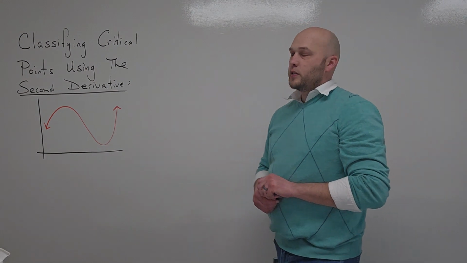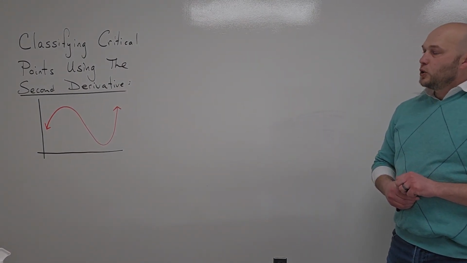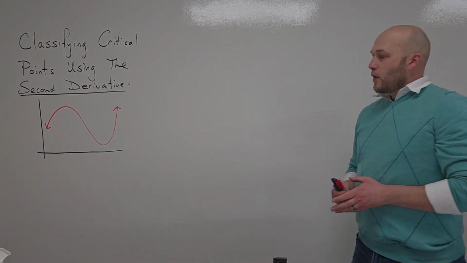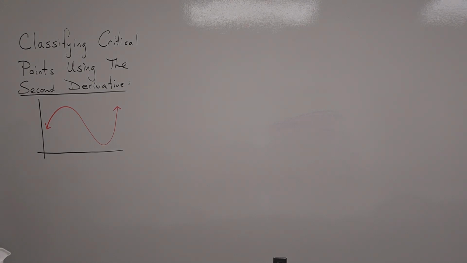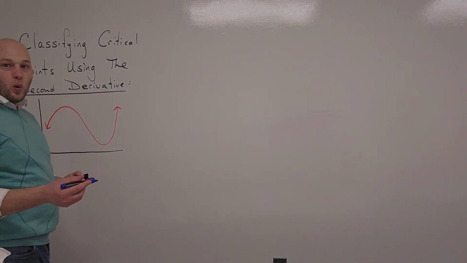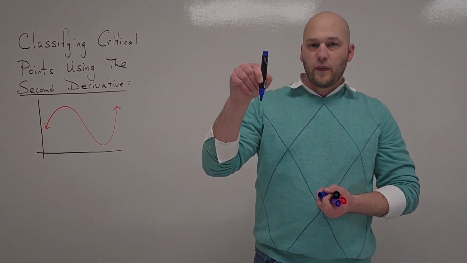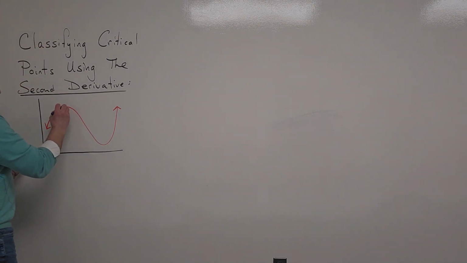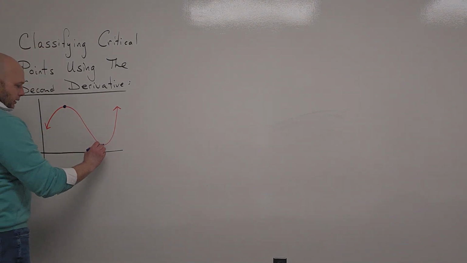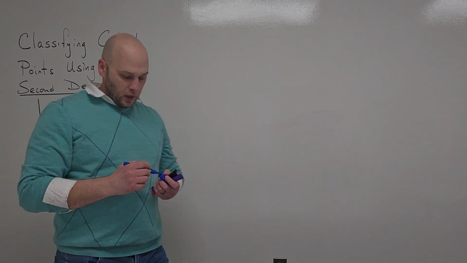Hi, I'm Professor Goins, and in this video I'm going to look at classifying the critical points using the second derivative. So if you remember, the critical points correspond to where the derivative is either 0 or undefined, meaning we have either a horizontal tangent line or a vertical tangent line. And in this diagram right here, we see that there is a horizontal tangent line at the very top and the very bottom, again corresponding to local maximums and local minimums.